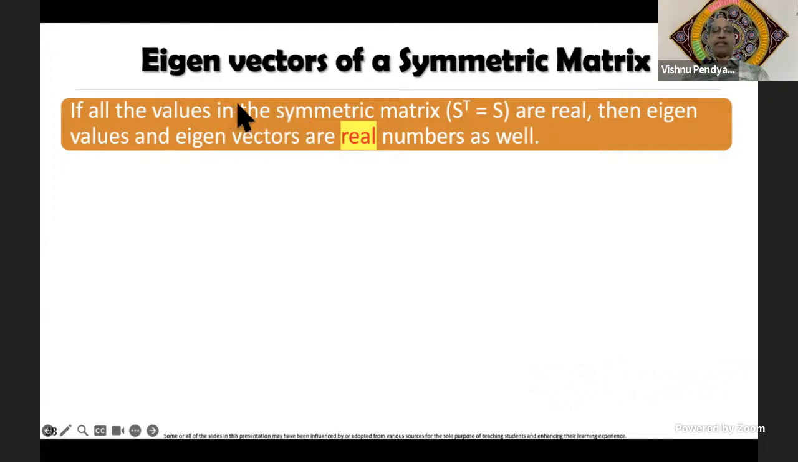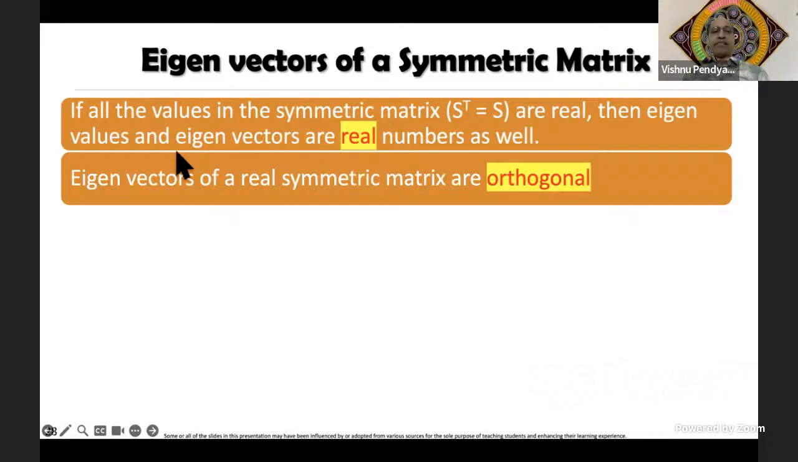See, our covariance matrix is real, right? All the numbers in the covariance matrix are real and it is symmetric, and therefore the eigenvalues and eigenvectors are real numbers as well. Eigenvectors of a real symmetric matrix are orthogonal. This is the next property which really helps us with PCA.